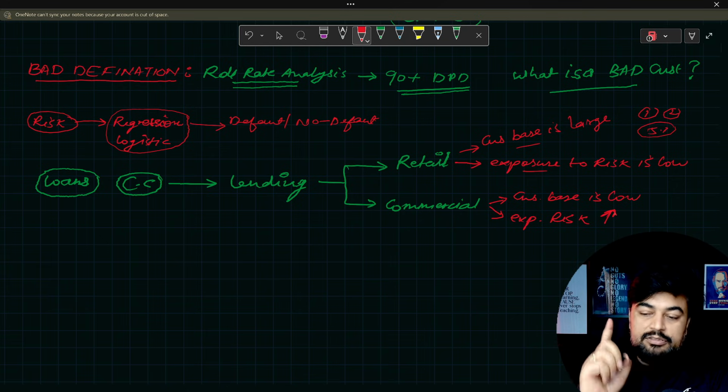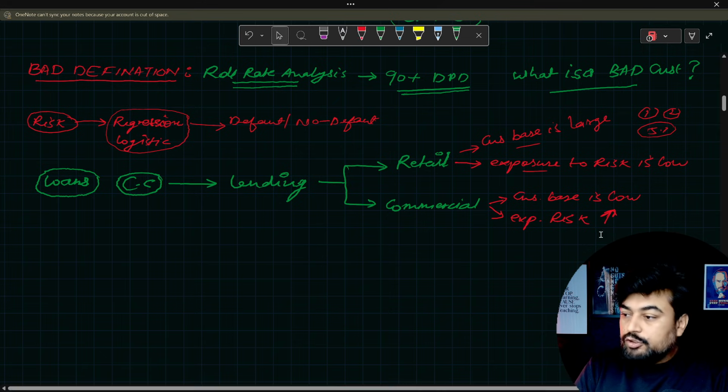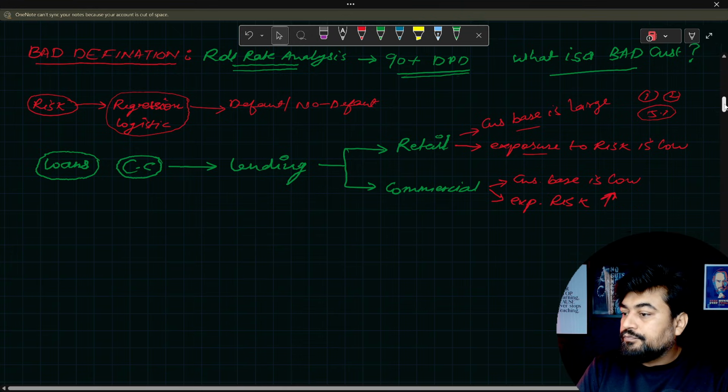So this concept is clear now. I'll connect the dots. Okay, this concept is clear. Let's move a bit forward.